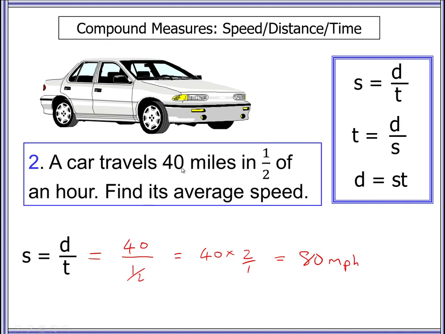Okay, good. So 40 miles in half an hour, it's going to cover twice that much in the full hour. So 80 miles per hour. Again, another good example. So click pause, write it down. When you're ready to try example 3, click play again.